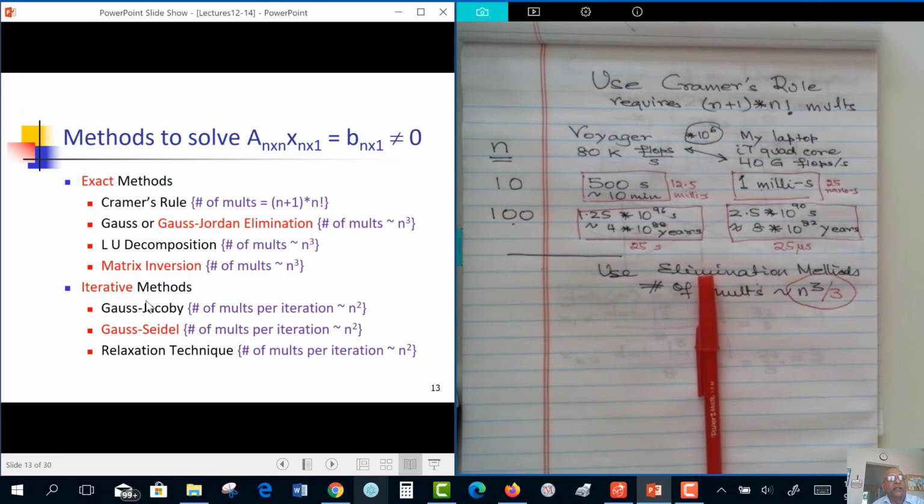There are some other further efficiencies built in, especially when we are solving engineering problems. Engineering problems have certain matrices, have certain properties that we can exploit to take further advantage of these iterative methods.